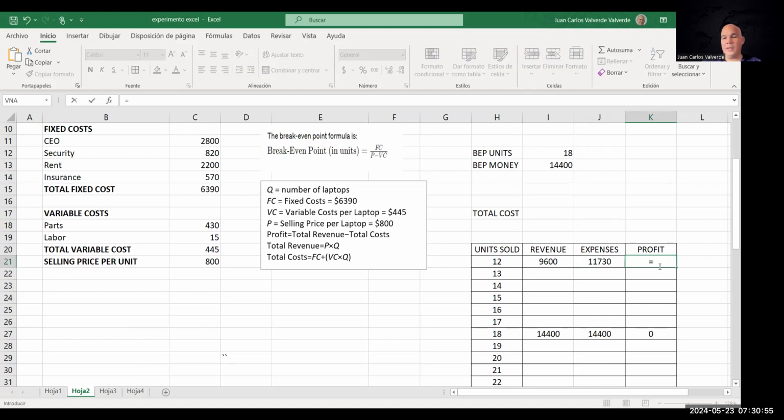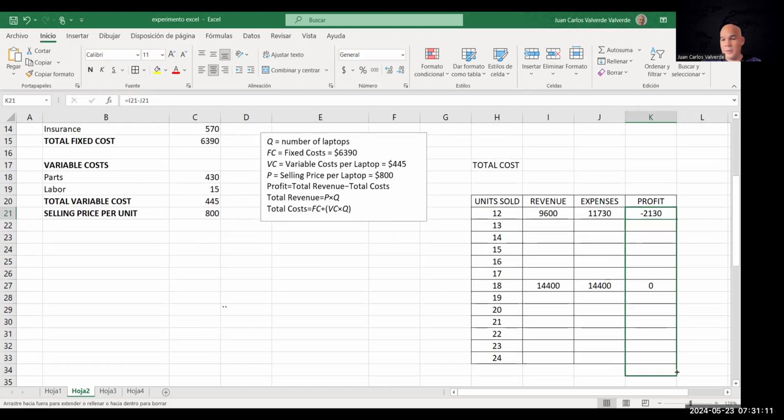Okay, the formula is revenue minus expenses. So you can see I have a negative number. So let me pull it down to see what happens. No, I made a mistake, sorry. Let me do the second one here.